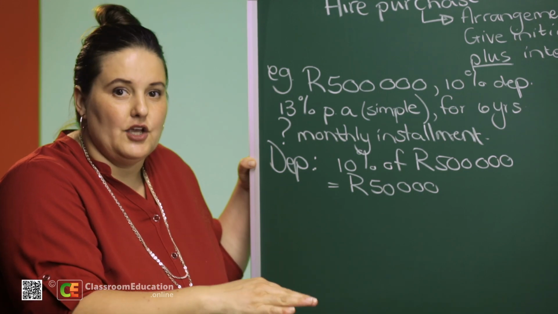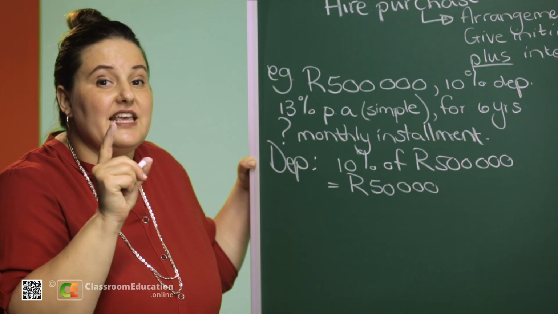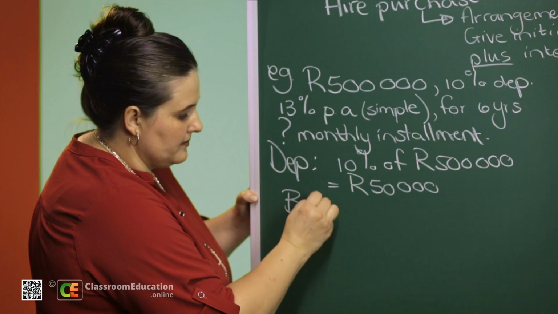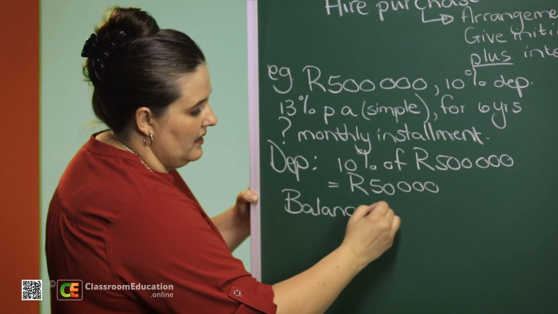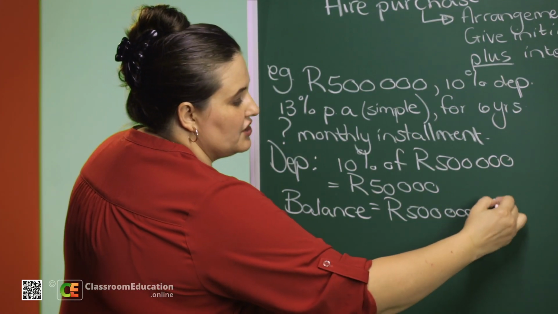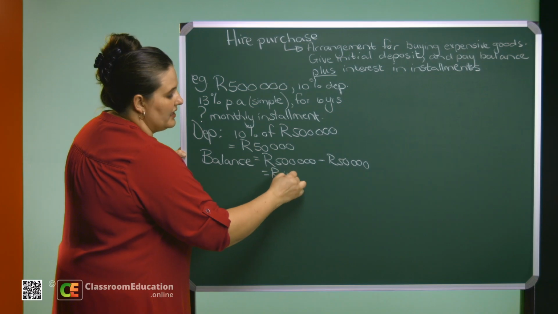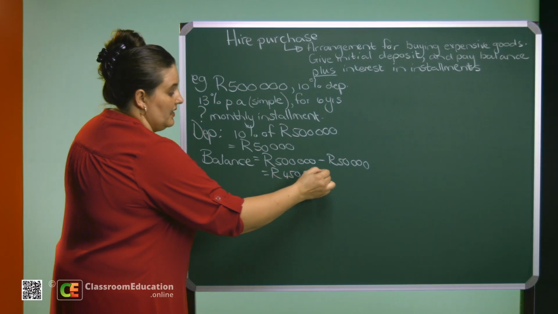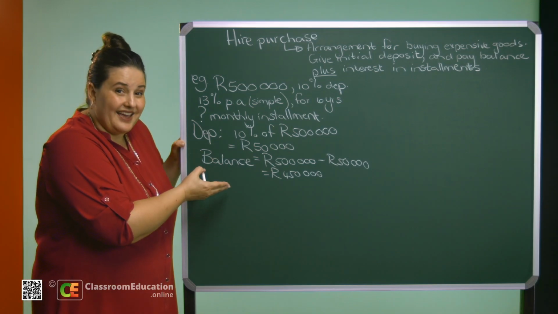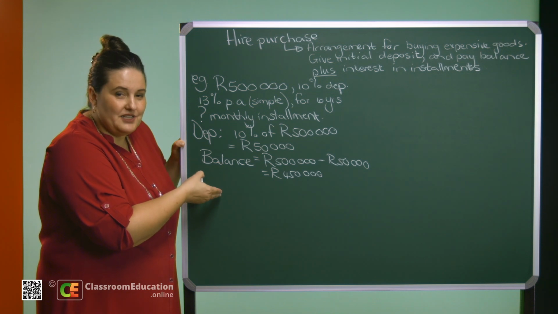And then you still owe them 450,000 Rand. So your balance will be 500,000 minus your 50,000, and that is 450,000. So now, unfortunately, you need to pay interest on this. So let's work out the simple interest.